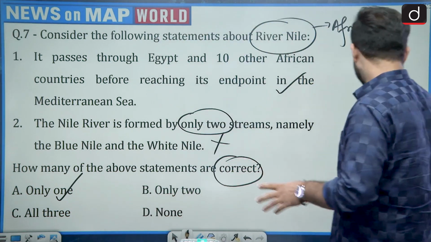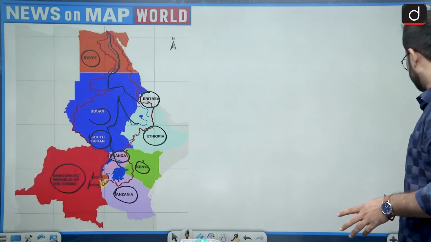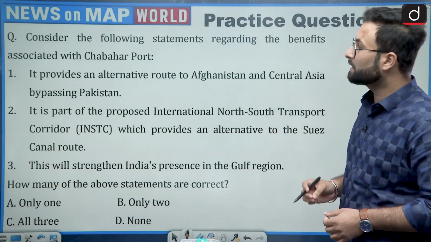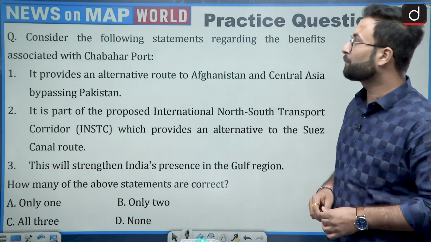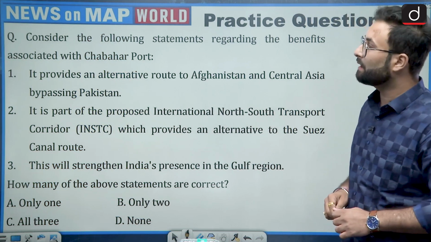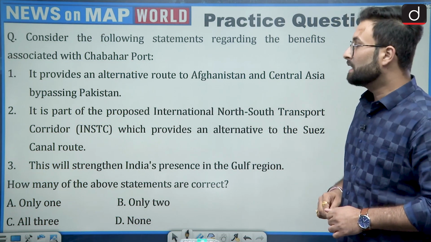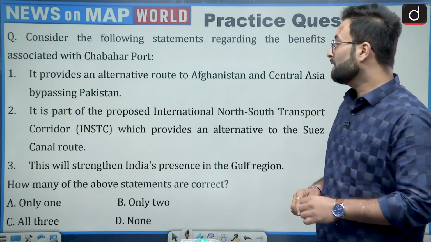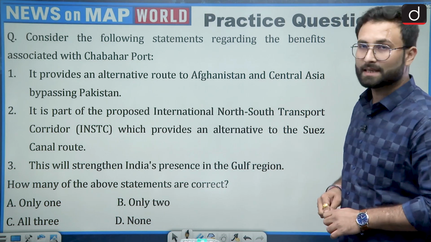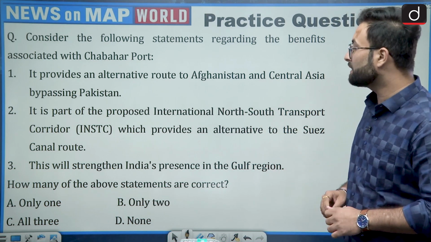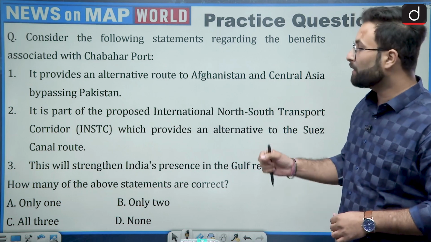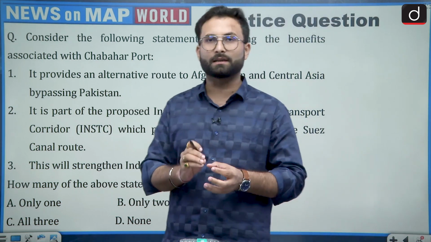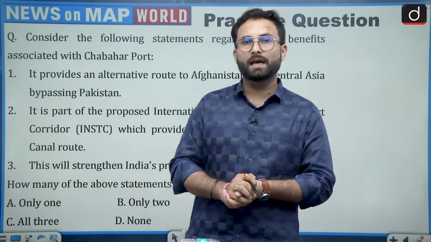Okay, now moving to the last part, that is your practice question. The question is, consider the following statements regarding the benefits associated with Chabahar port. First statement is, it provides an alternative route to Afghanistan and Central Asia bypassing Pakistan. Second statement is, it is part of the proposed International North-South Transport Corridor, INSTC, which provides an alternative to the Suez Canal route. Then third is, this will strengthen India's presence in the Gulf region. How many of the above statements are correct? So you have to attempt the question, read the statements and choose the correct statements and mark accordingly.